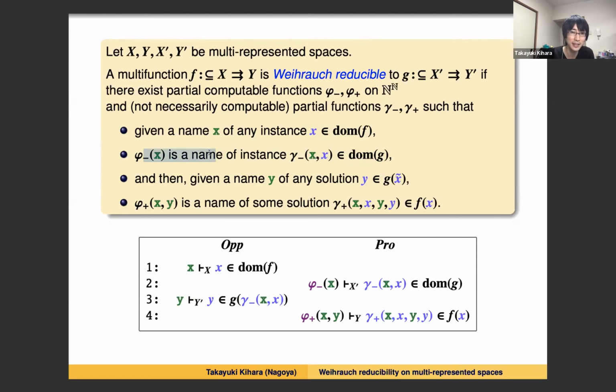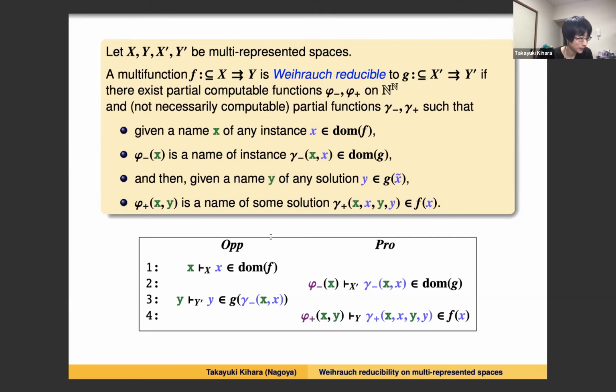and so phi minus x is a name of input gamma minus green x, blue x of g, and then given a name green y of any solution, blue y of g of tilde x, phi plus xy is the name of some solution, gamma plus green x, blue y of f of x. So I use green symbols to mean names and blue symbols to mean points.